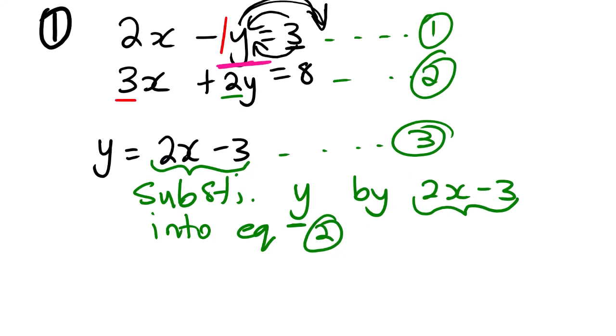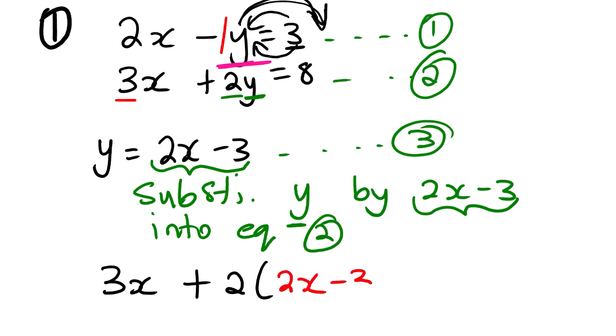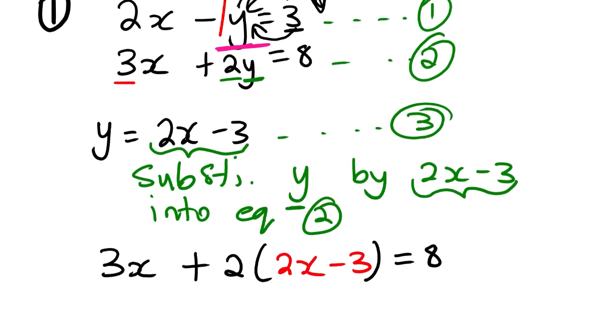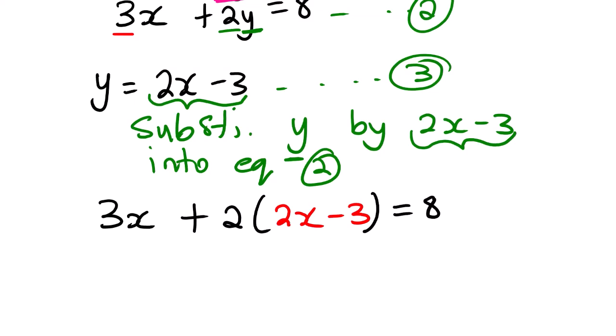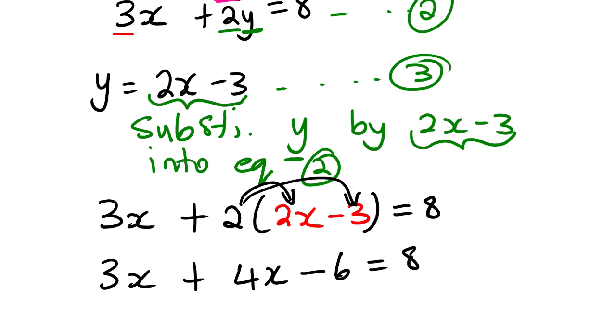Looking at equation 2, we have 3x plus 2, and then this is our y. We open bracket and then we substitute 2x minus 3 is equals to 8. From here we need to simplify the brackets. So we have 3x plus 2 multiplied by 2x, we have 4x. 2 multiplied by negative 3, we have negative 6 is equals to 8.